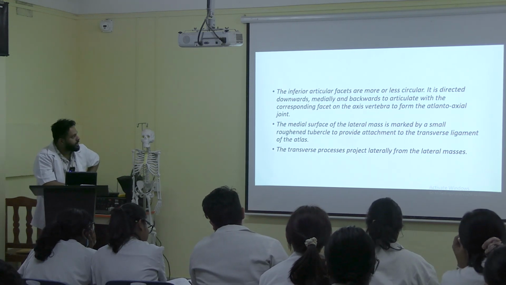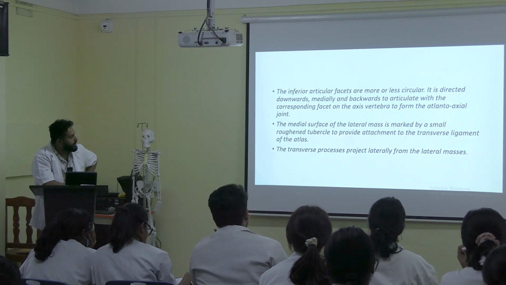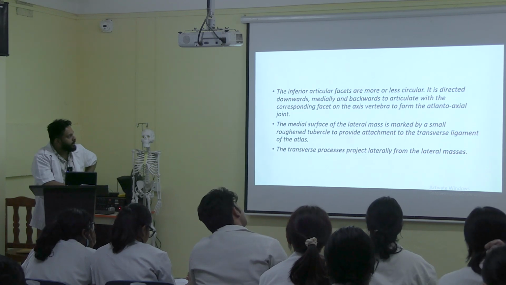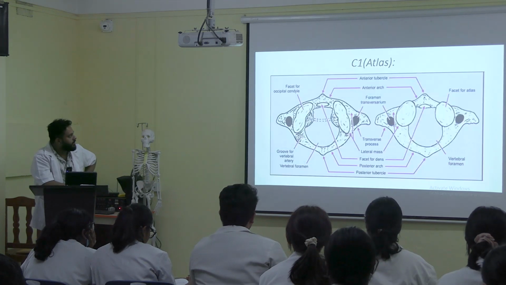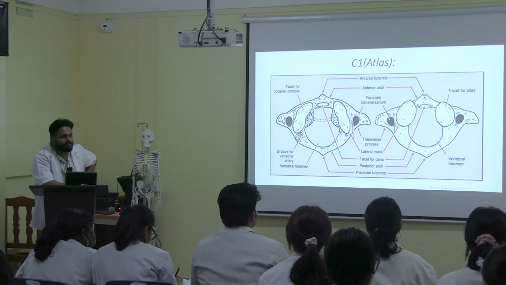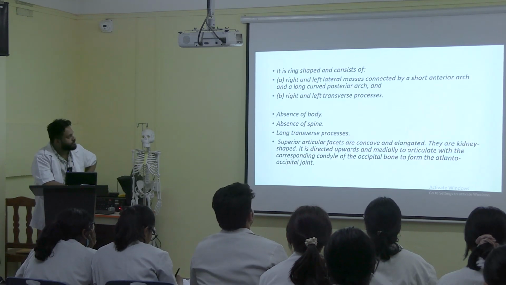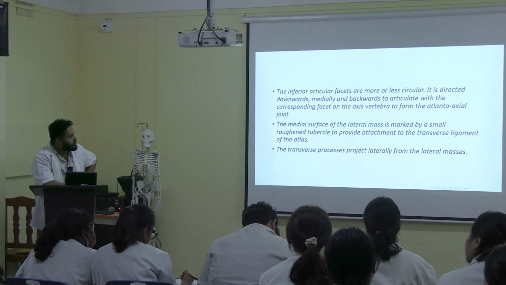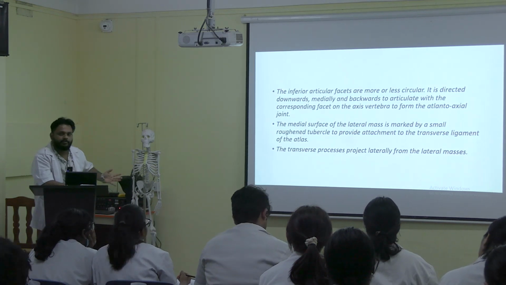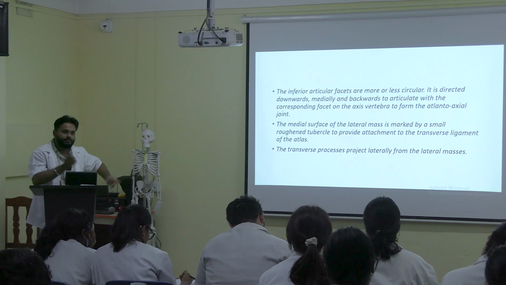The medial surface of the lateral mass is marked by a small roughened tubercle to provide attachment to the transverse ligament. This one. This is the transverse ligament. Okay. The transverse processes project laterally from the lateral mass. These are factual things only. They project laterally. Okay.